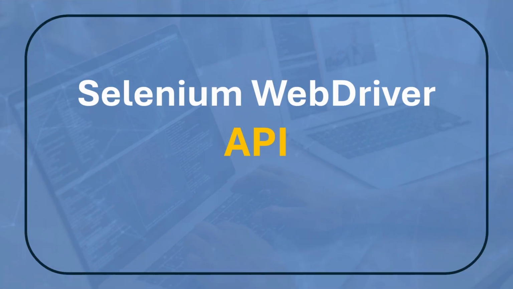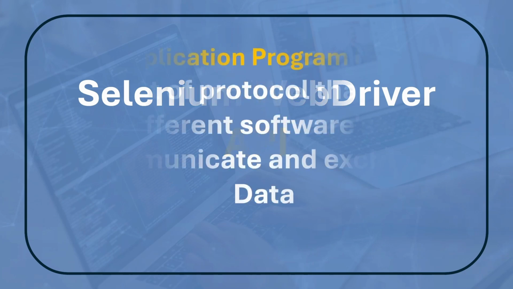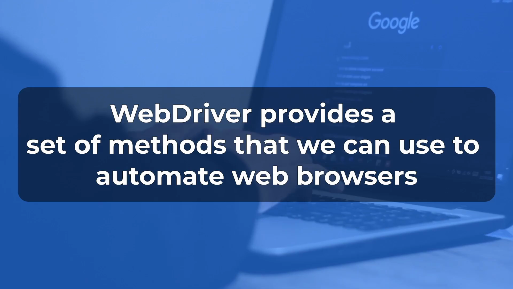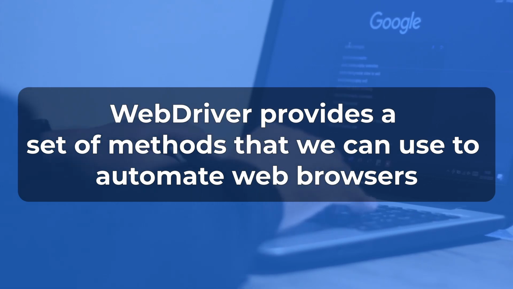Now, let's explore what it means when we say WebDriver is an API. To do that, we'll first need to understand what API actually is. In terms of software, an API, that is Application Program Interface, is like a bridge that allows different software applications to talk to each other. It defines a set of rules and protocols for interacting with a software component or a system. Especially, an API allows developers to use predefined functions or methods to interact with another piece of software without needing to know the internal working of that software. WebDriver is an API because it provides a set of methods and functions that we can use to automate web browsers.